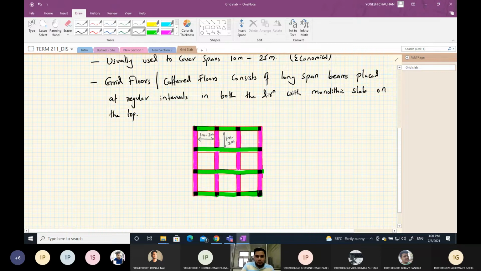Now, the beams in both the directions may be perpendicular to each other, or they may not be perpendicular to each other. If they are orthogonal to each other, then we can have square orthogonal grid or rectangular orthogonal grids, and if they are diagonal, then such grids are called diagrids.